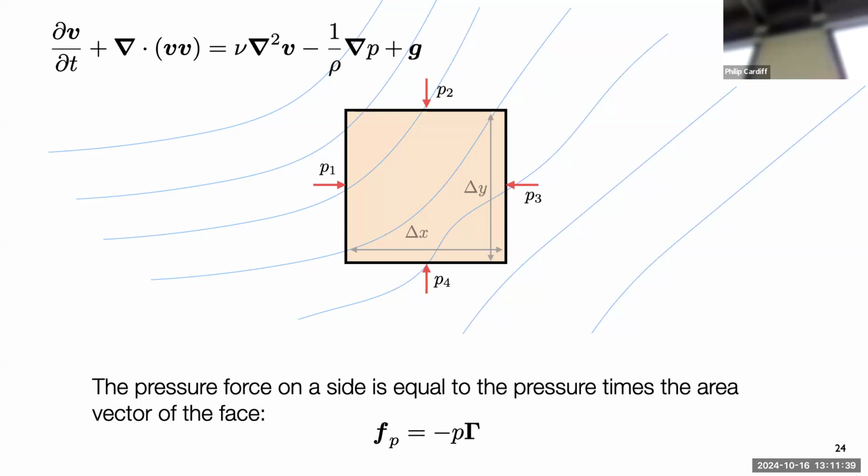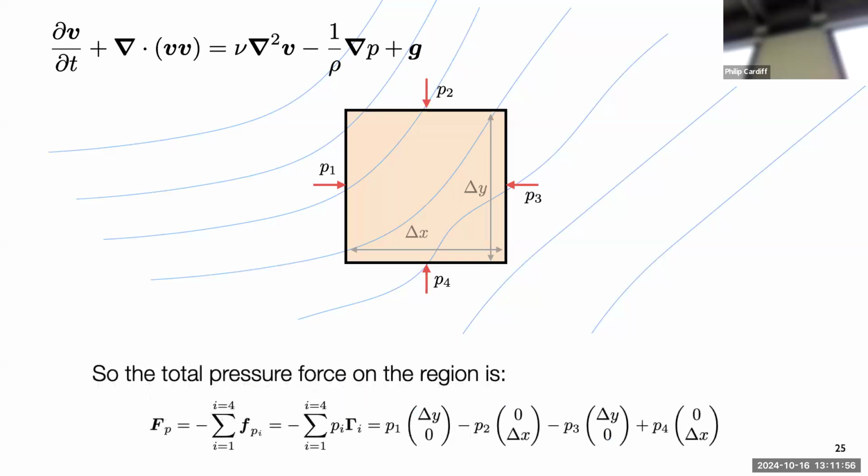So in this case, it's minus because the area vector will be in the opposite direction here. So the force on any face is minus P times that area vector. So that's a vector force. So it's a scalar pressure, but it's applied in a certain direction. So that's a vector force.